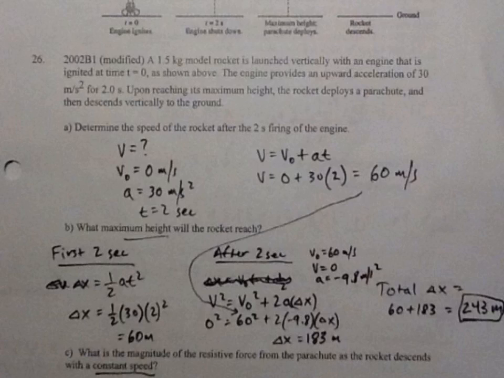So now we have to use our kinematics again with different variables. We start off at 60 meters per second at that point. We know that the final velocity at maximum height is 0, and of course we know gravity is negative 9.8. So we solve for that, see that the displacement, or the maximum height from that point, is 183 meters, and we have to add them together because, again, we're trying to find the maximum height above the ground.